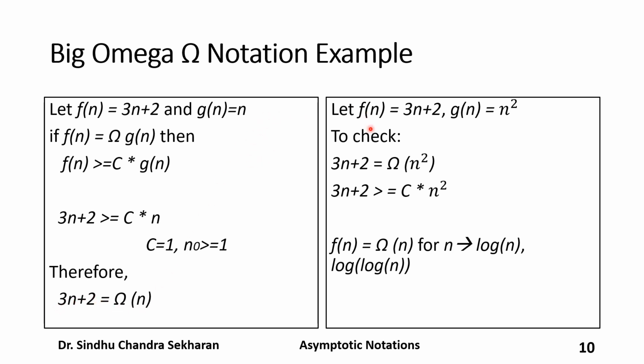Let us take another example. Let f(n) = 3n + 2 and g(n) = n². Now, if you check, is 3n + 2 = Ω(n²)? In that case, 3n + 2 would have to be greater than or equal to c·n². So n² is a value which is always greater than n, right? So whatever the scenario is, you have to understand the order of n. Log n is always smaller than n. Log of log n is smaller than log n, and so on. So only if the condition is satisfied can you say that f(n) is big omega of g(n).